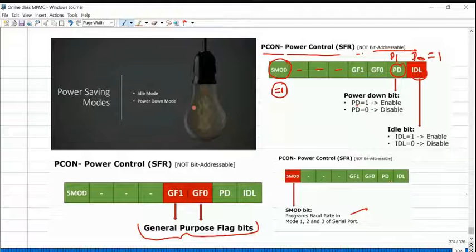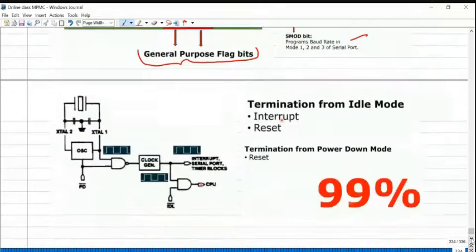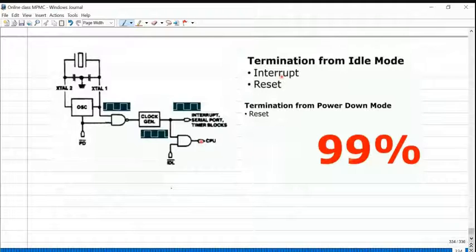PCON register. So what do we mean by idle mode and power down mode? Let's assume this is the internal structure of your 8051 microcontroller. There's a crystal oscillator. It generates the clock pulses to synchronize the operation of all the blocks within the CPU, and outside the CPU also. Okay. So idle mode represents this. When idle mode is activated, 1 complement is 0, so one input is 0, meaning the AND gate output is 0. There is no power input for the CPU.